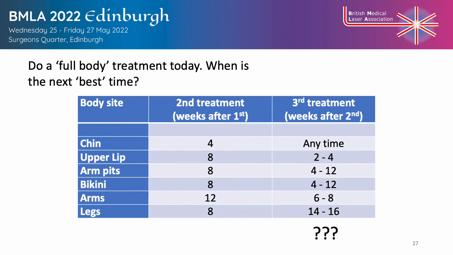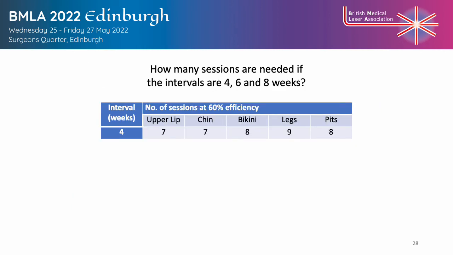So more sort of realistic, real world type things. So clearly, this is not doable in the real world. Nobody's going to come back at 2 weeks and then 4 weeks and then 6 weeks and then 14 weeks. That's just not feasible. So I thought, okay, what if we force the issue and say, let's treat somebody every 4 weeks? What happens then?